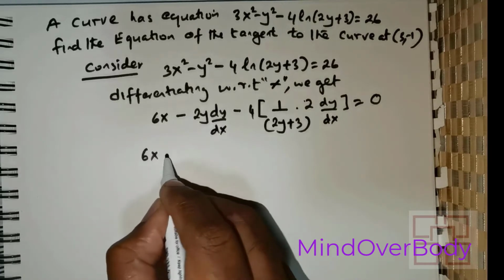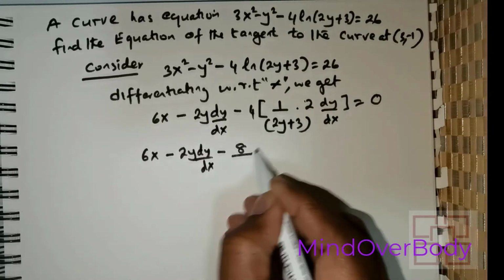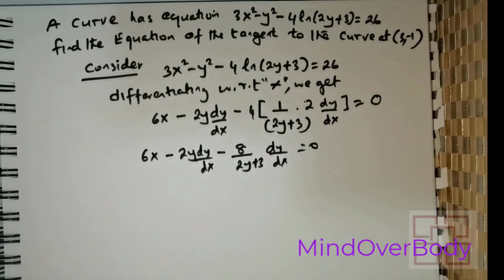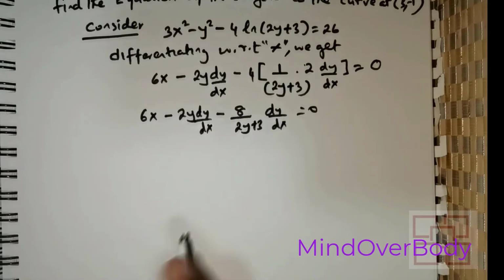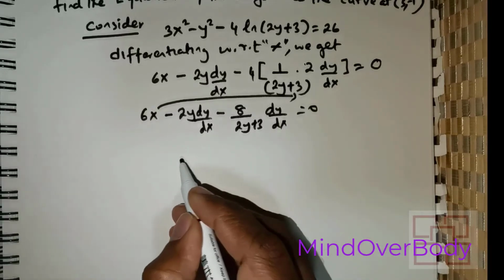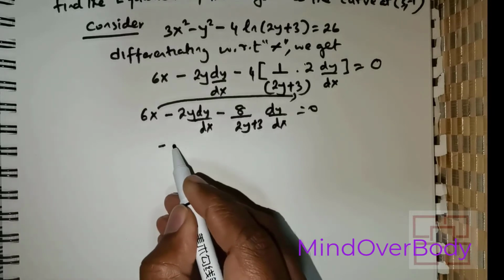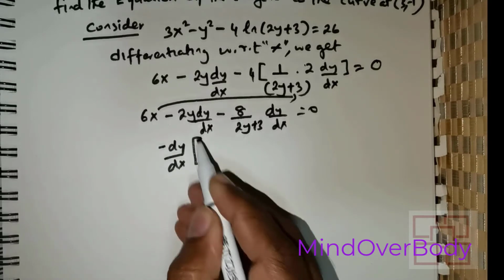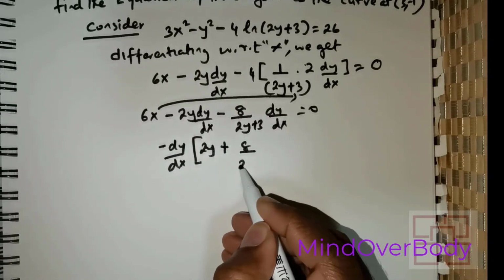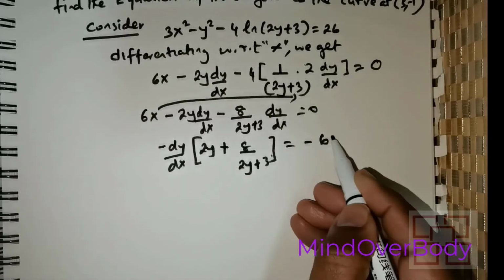Now this can be rewritten as 6x negative 2 times y dy over dx, negative 4 times 2 would give you 8 divided by 2y positive 3 times dy over dx is equal to 0. Now you can take dy over dx as a common factor and move the 6x. So this can be rewritten as negative, dy over dx can be taken out as a factor, so this would give you 2y positive 8 divided by 2y positive 3 is equal to, now 6x goes to the other side, so that becomes negative 6x.